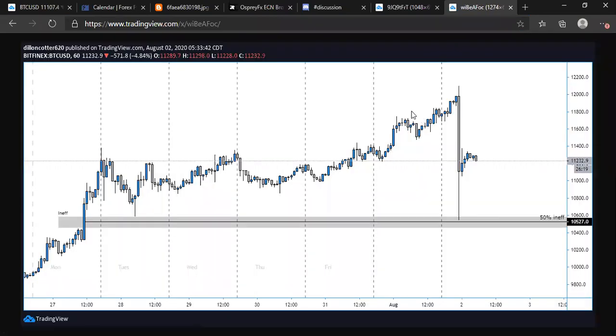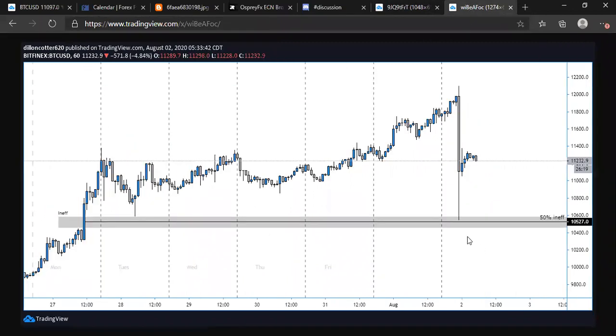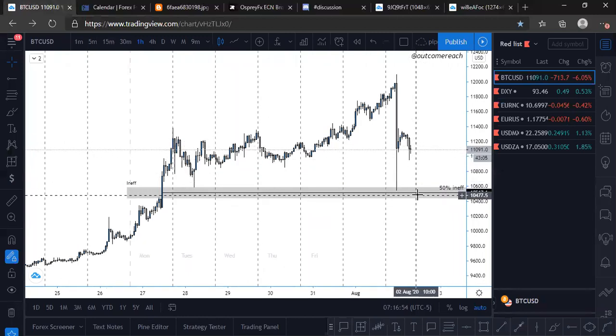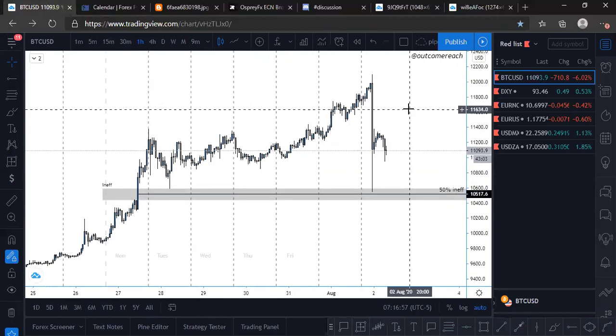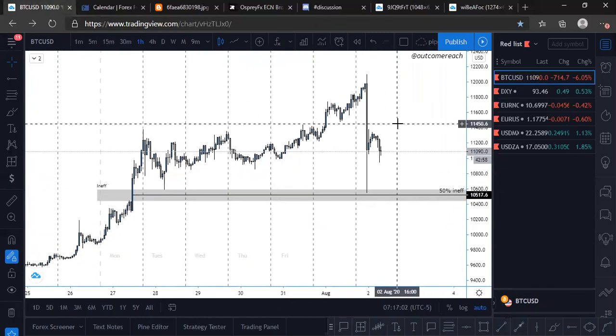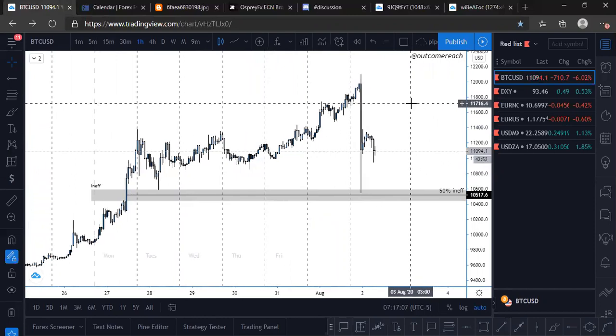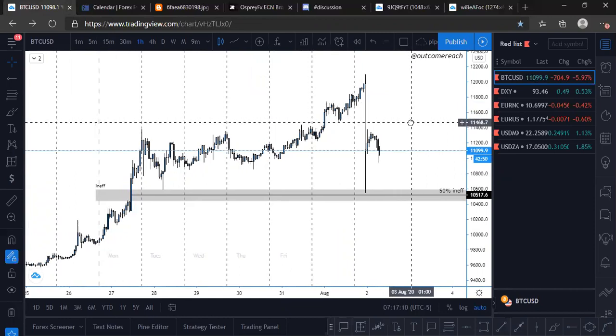So we have the before. You can see this inefficiency box down here, right? And after, we get that quick, nice rejection from this inefficiency down here. Now, this could come back down, fill this inefficiency more, and head back up. But I already collected my 50 pips, and I am currently out of this trade. And it was a nice 50 pips on a Sunday.